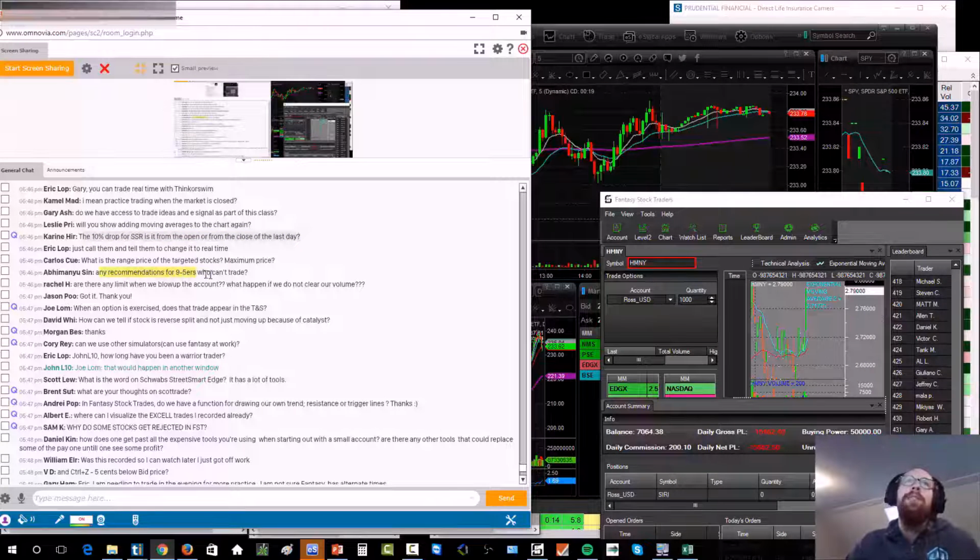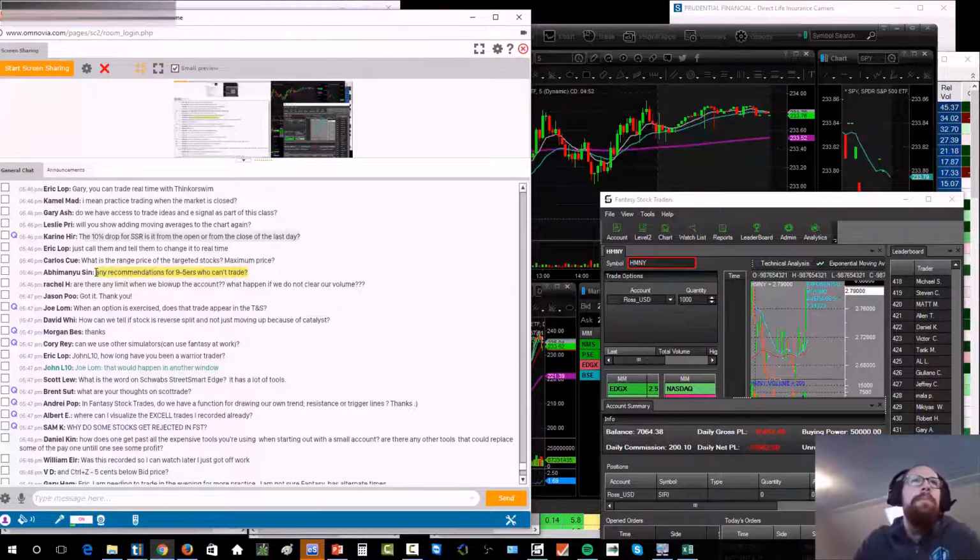Recommendation for 9-to-5ers who can't trade. I would study the material, and one of the things you can do with Thinkorswim is you can run a market replay where you can actually trade in the evening. You can trade the market as it was in the morning. So you could practice trading at night based on how the market traded that previous day. So if, for instance, I traded APOP and GBR, you could go replay those stocks and watch how they play out.